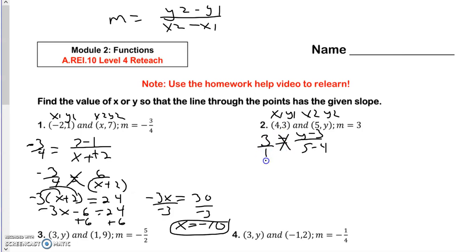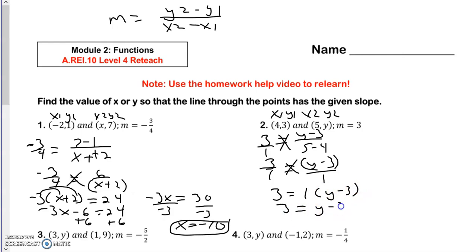I'm going to simplify, so I'm going to get 3 over 1 equals y minus 3, put parentheses, over 1, then I'm going to cross multiply, and 1 times 3 is 3, and then it's going to be 1 parentheses y minus 3, which really means it's 3 equals y minus 3. I'm going to add 3 to both sides, and y equals 6.